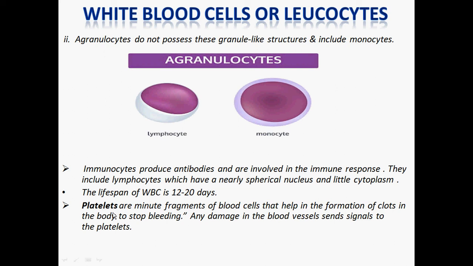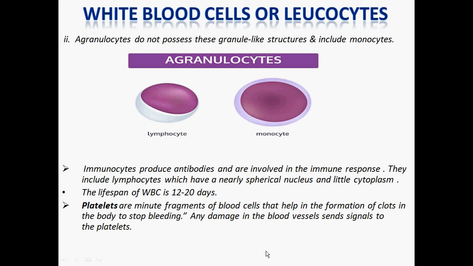And finally, if we get injured or find any injury in our body, the platelets are minute fragments of blood cells that help in the formation of clots in the body to stop bleeding. So which protein is involved in it? That is fibrinogen. The fibrinogen protein helps to coagulate the blood, and with the help of platelets, which are minute fragments of blood cells, clots form in the body to stop bleeding.